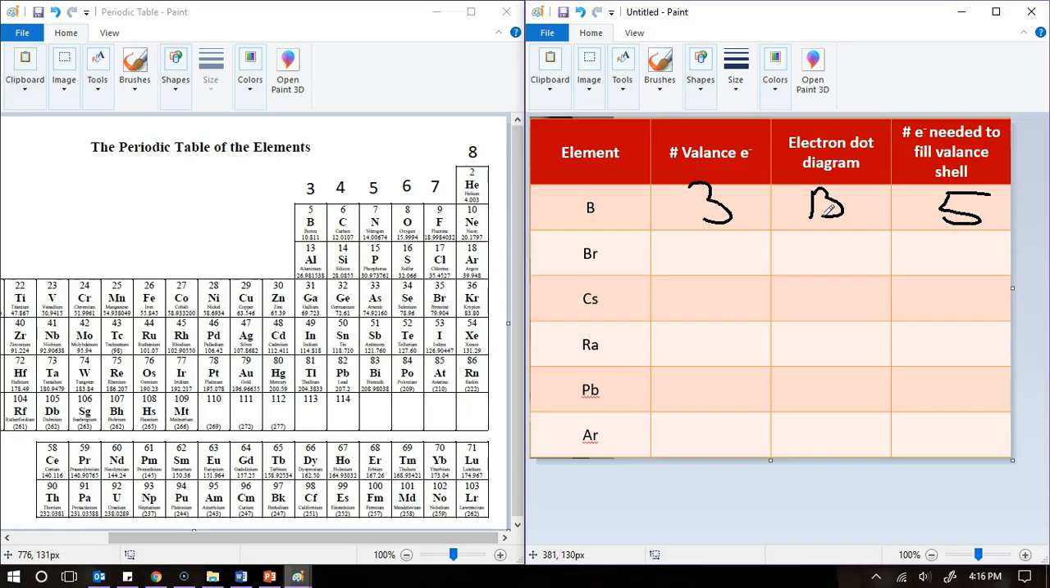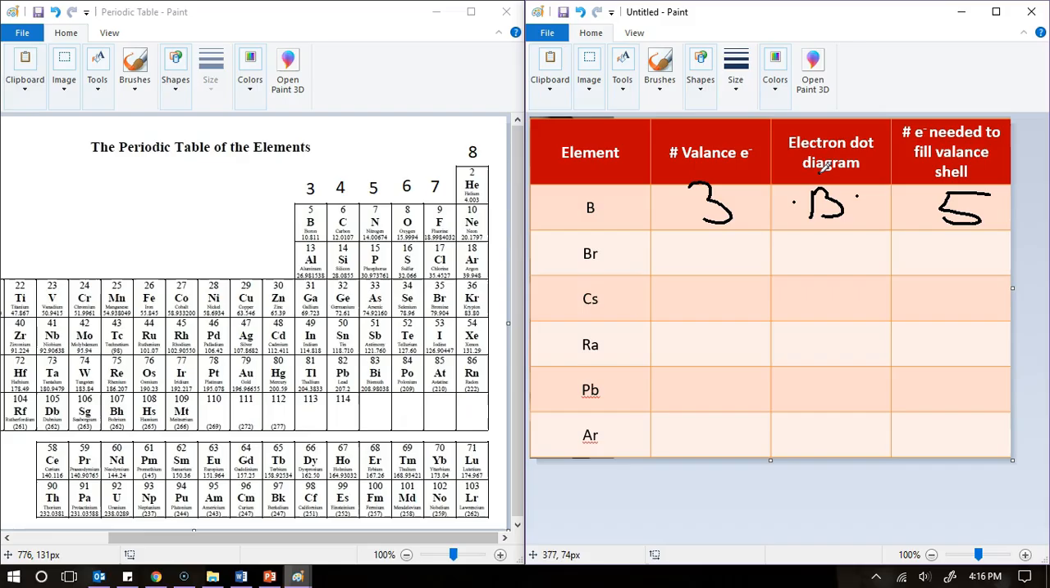And ultimately, every letter is going to have 4 sides, which means I can put a max of 8 dots around that particular symbol. So typically when we do this, alright, we start on one side, fill each side, and then go back and do the second dot. So boron's got 3, so 1, 2, and then 3.